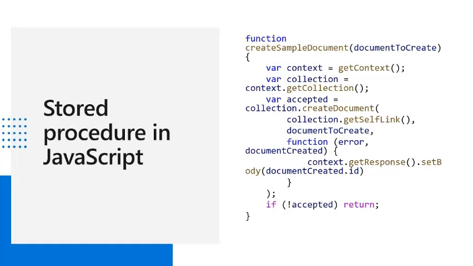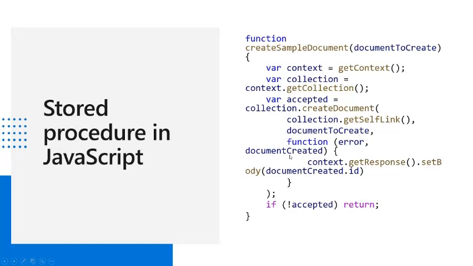So this stored procedure takes an input parameter named document to create, and in this example the parameter's value is the body of the document to be created in the current collection. All operations are asynchronous and depend on JavaScript function callbacks. The callback function has two parameters, one for the error object in case the operation fails, and one for the created object.